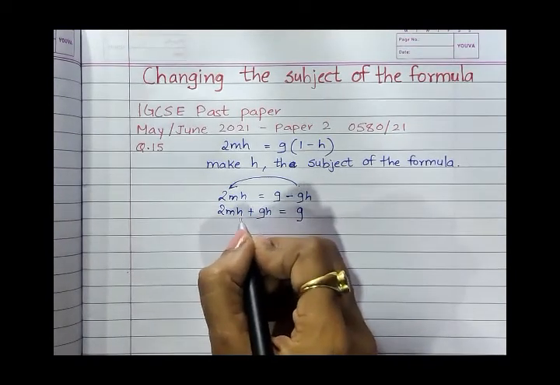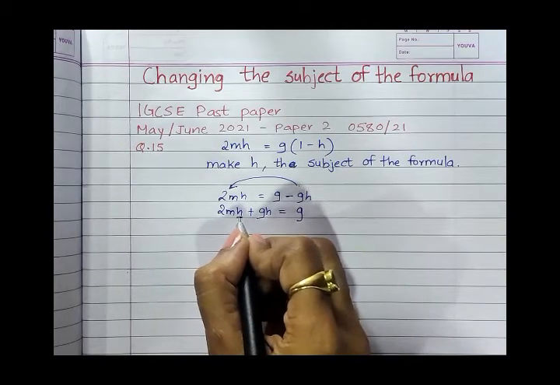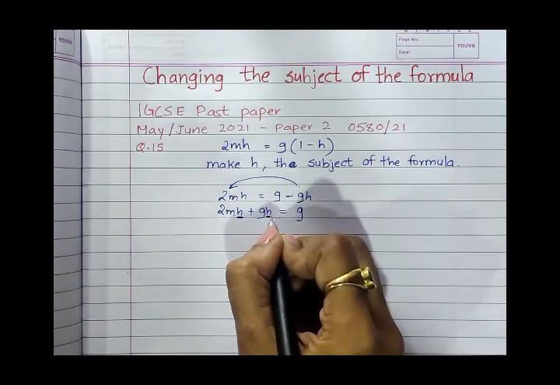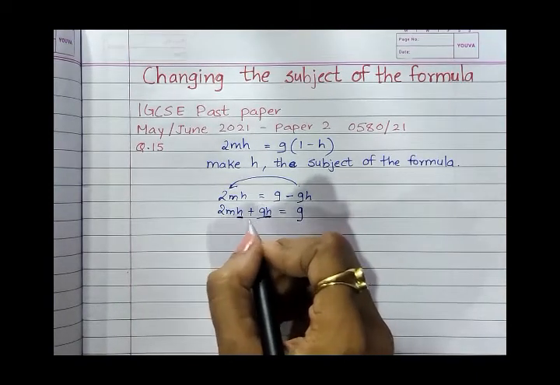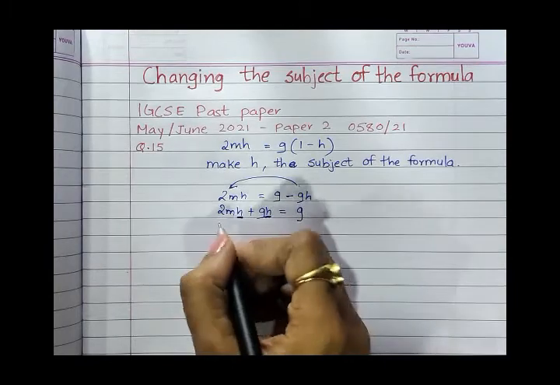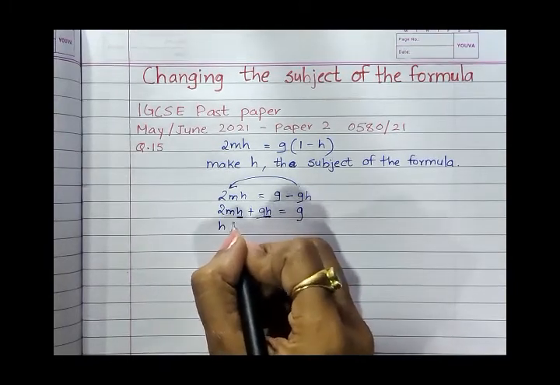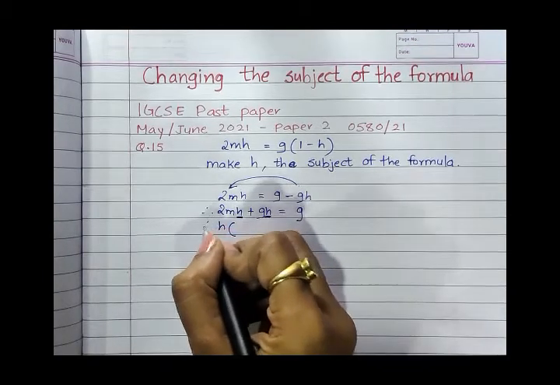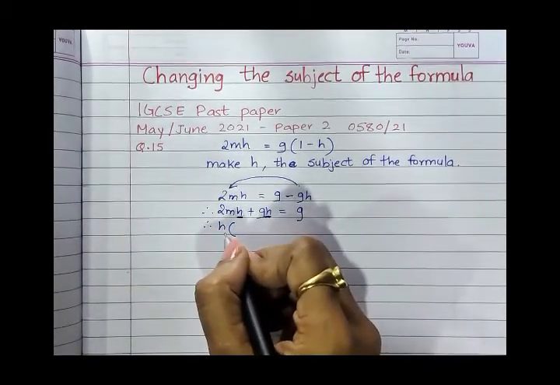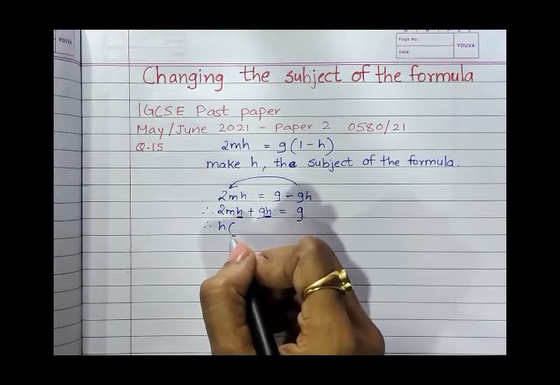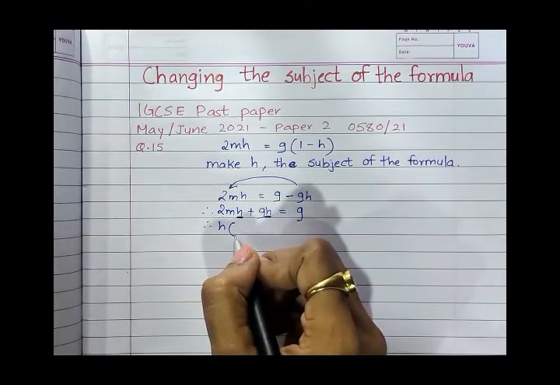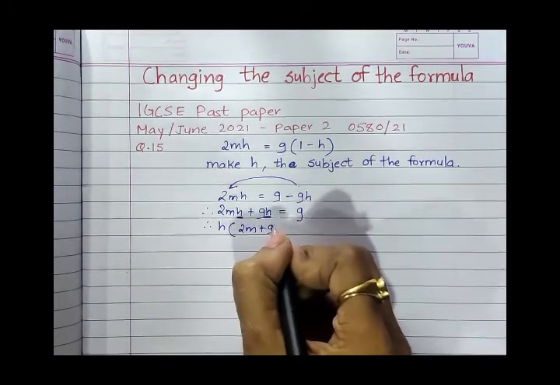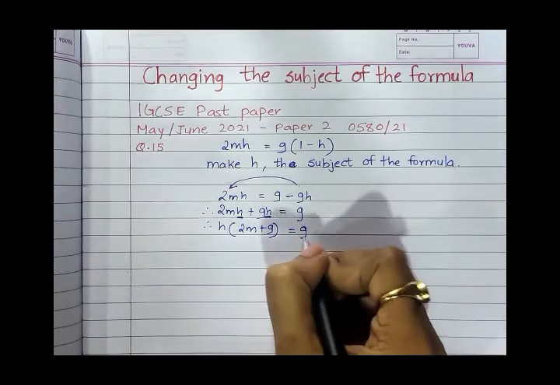After that, you will see over here in this term 2mh, there is h variable, and in this term gh also, the variable h is present. We take h common here and factorize the expression. So on factorization, h will come as a common factor, so it will be outside the bracket. Whatever is left, we'll put inside the bracket. So inside the bracket we get 2m plus g, is equal to g.